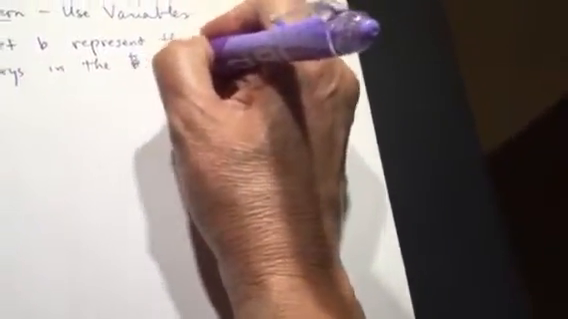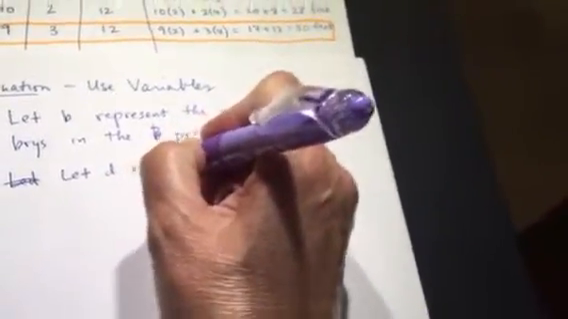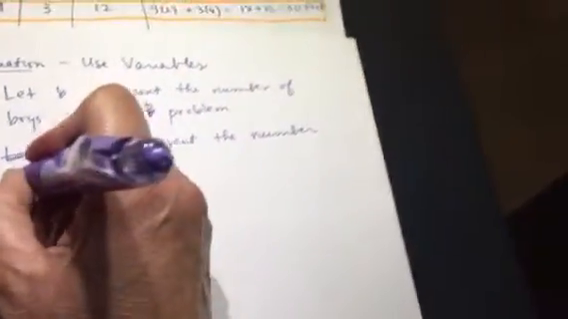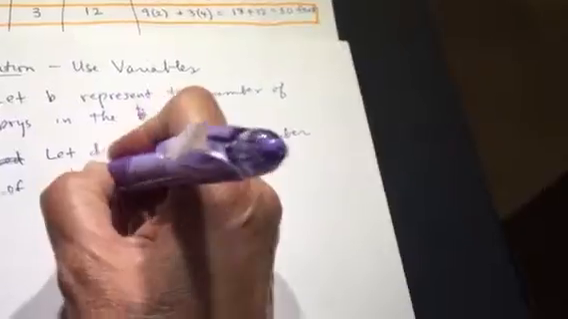Let B represent the number of boys in the problem, and let D represent the number of dogs in the problem.